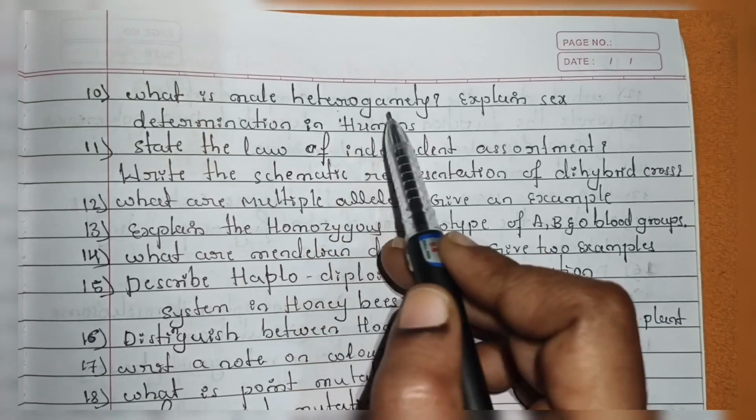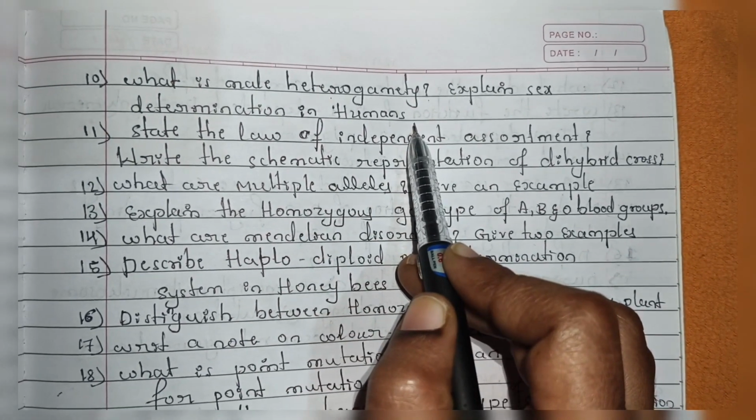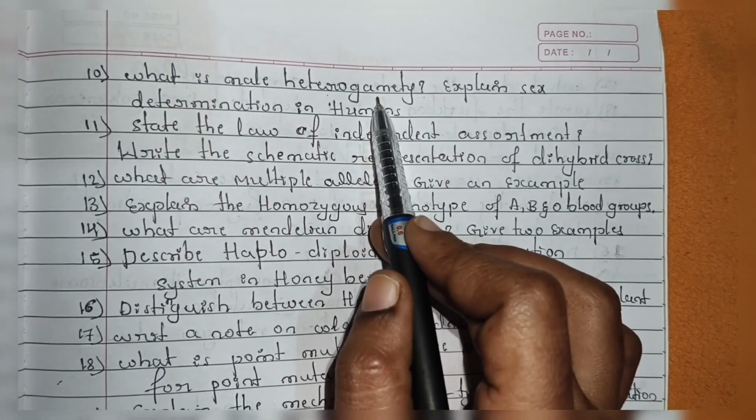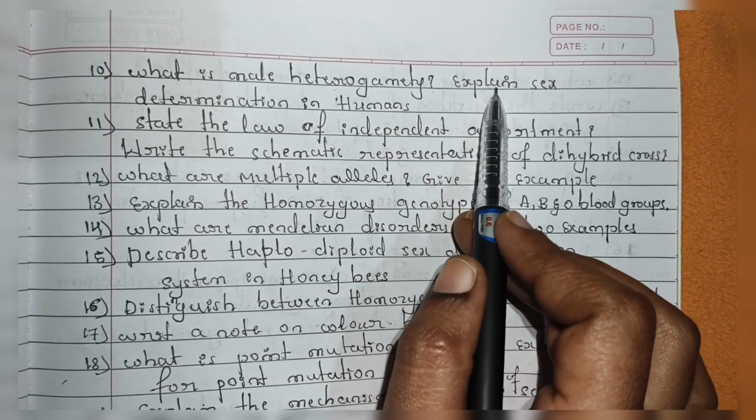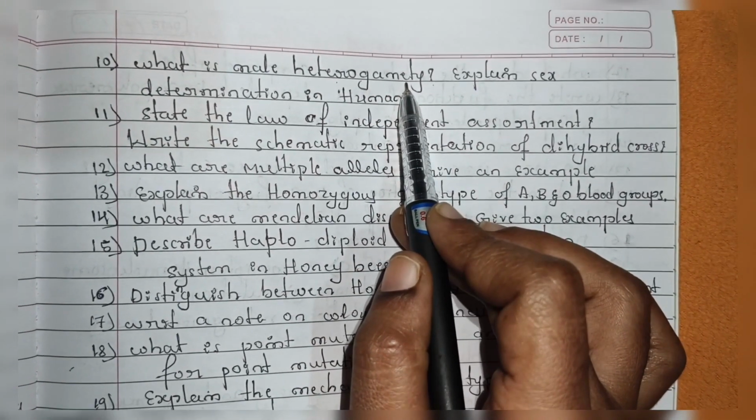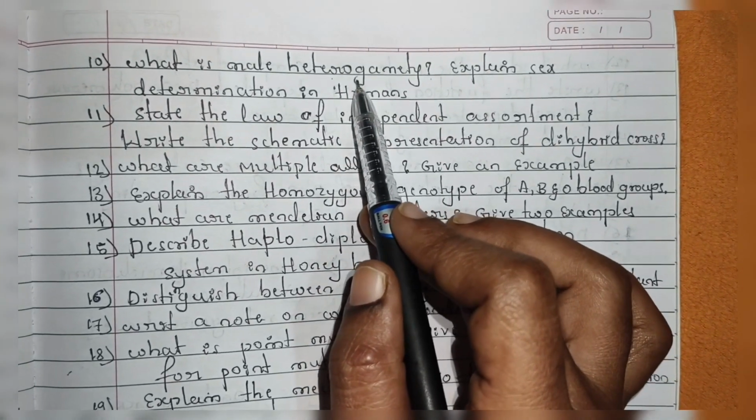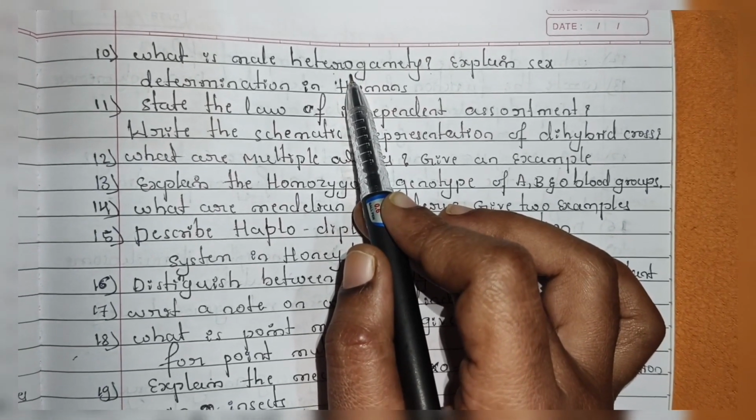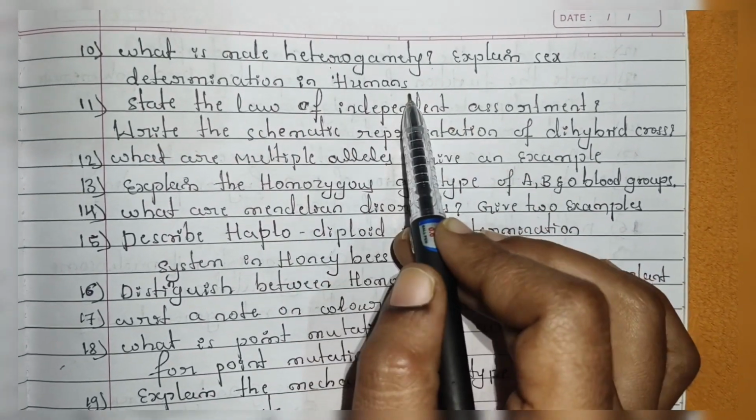Tenth one: humans show male heterogamety. Explain sex determination in humans. You have to write male heterogamety. Male heterogamety means two different types of gametes are produced, and both gametes contain different types of chromosomes, and it is helpful for identifying the sex of the baby or organism. For example, one gamete contains the X chromosome, another gamete contains the Y chromosome, and you have to explain the sex determination in humans.